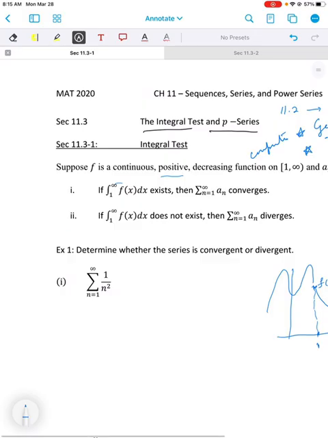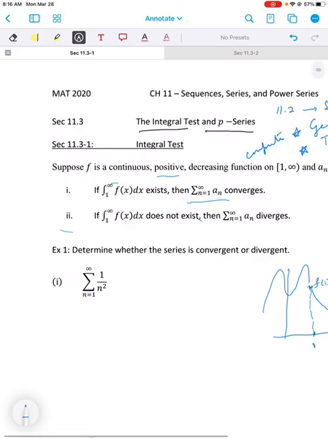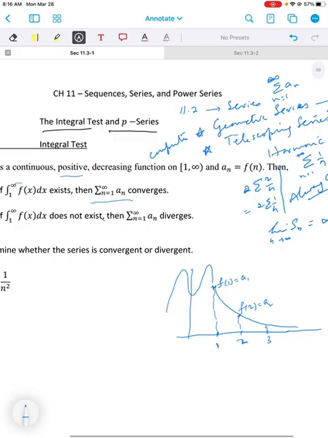So now we are saying that if this improper integral from 1 to infinity of f of x dx exists, then the series from n equal to 1 to infinity of a sub n converges. And if our integral diverges, then the series diverges.